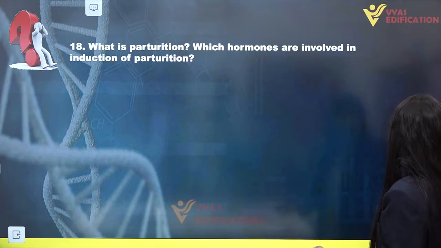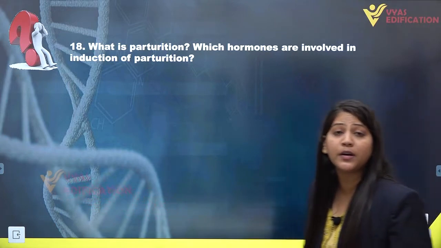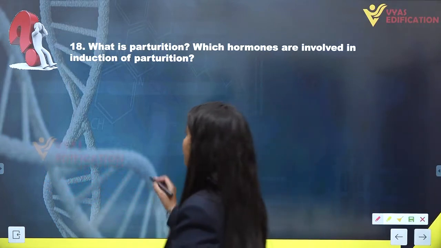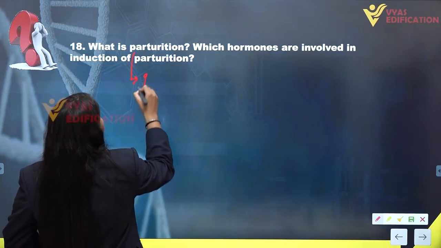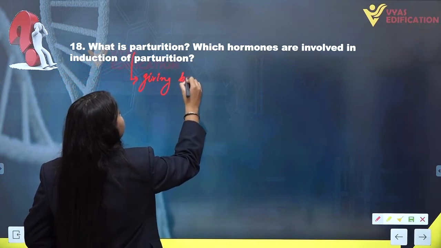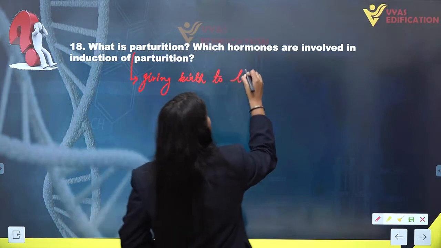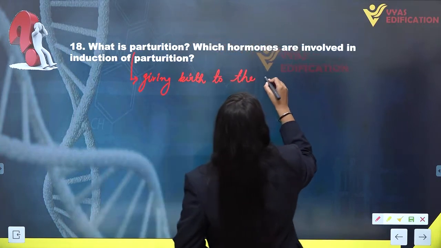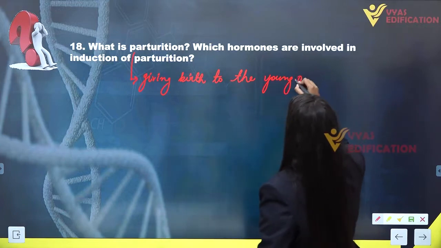First of all, parturition is the process of giving birth to the young one. Parturition is the process of giving birth to the young ones, or childbirth, we can say.